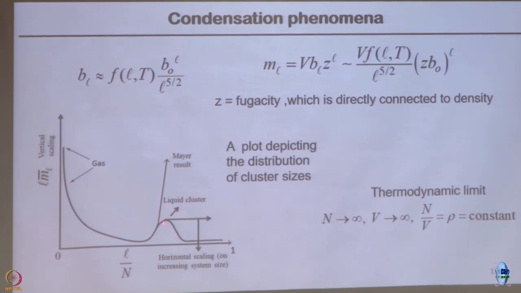So at low temperature, this peak appears. At high temperature, there is no peak. This is the low temperature. For high temperature, I should have just this, so that should have been there and it is not there. So this is a nice physical picture that comes.